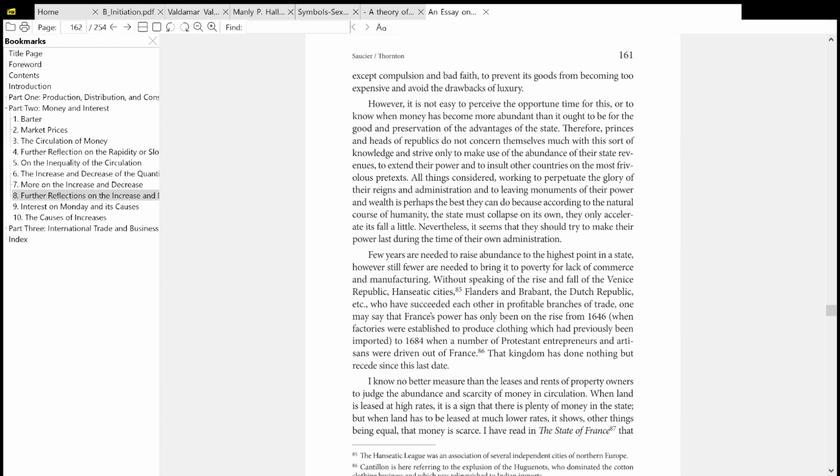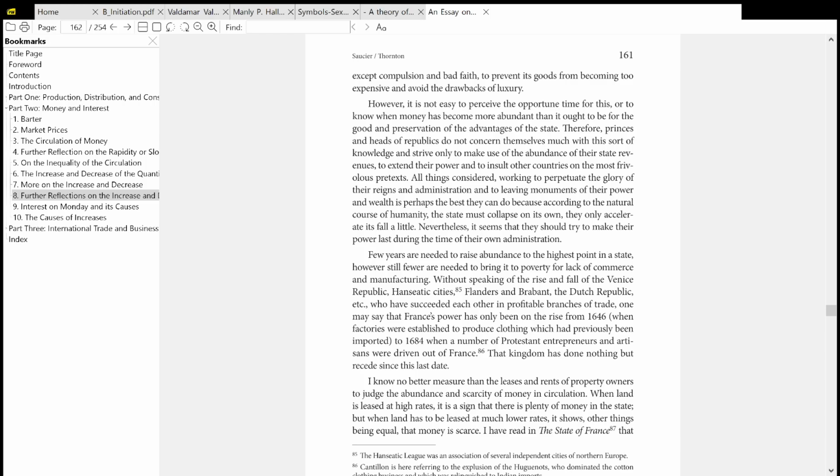Few years are needed to raise abundance to the highest point in a state. However, still fewer are needed to bring it to poverty for lack of commerce and manufacturing. Without speaking of the rise and fall of the Venice Republic, Hanseatic cities, Flanders and Brabant and the Dutch Republic, etc., who have succeeded each other in profitable branches of trade, one may say that France's power was only on the rise from 1648, when factories were established to produce clothing which had previously been imported, to 1684, when a number of Protestant entrepreneurs and artisans were driven out of France. That kingdom has done nothing but recede since this last date.